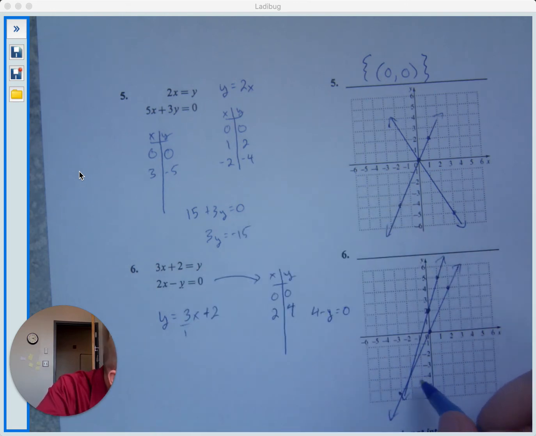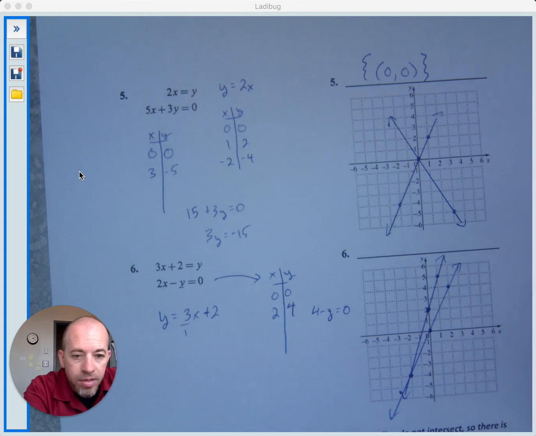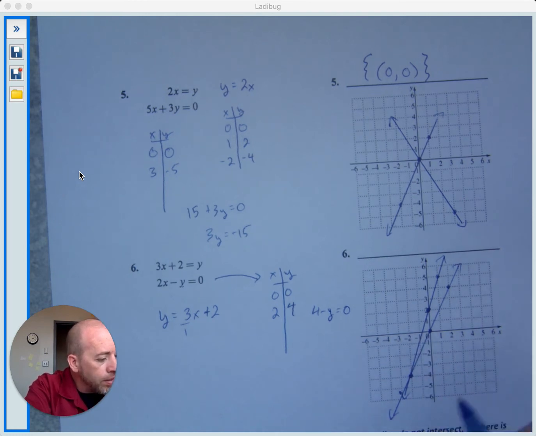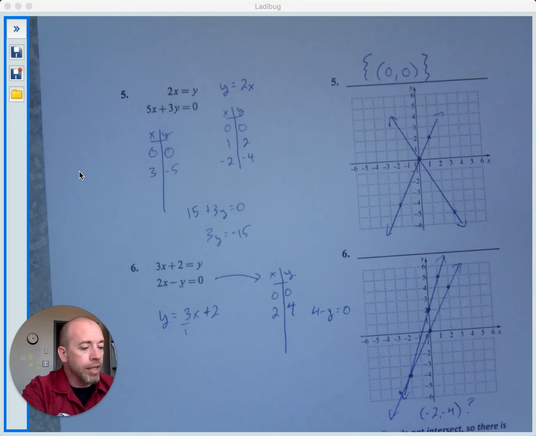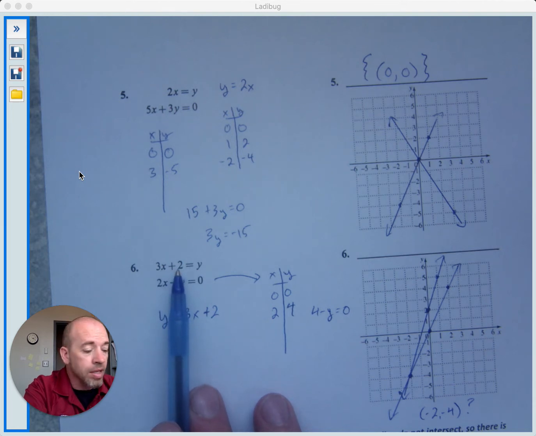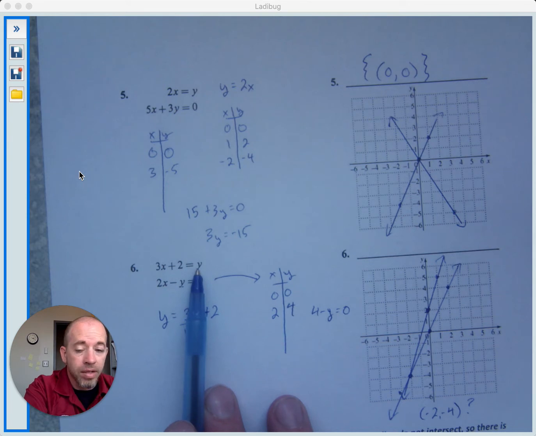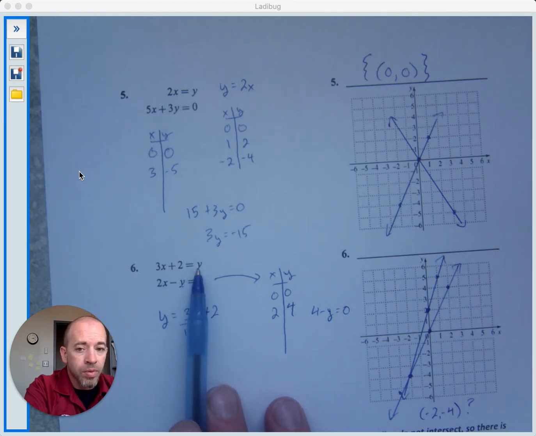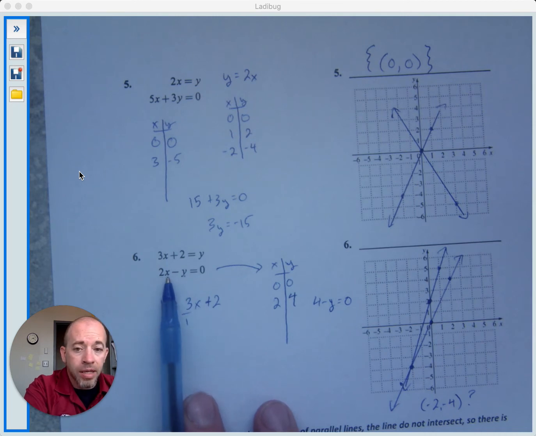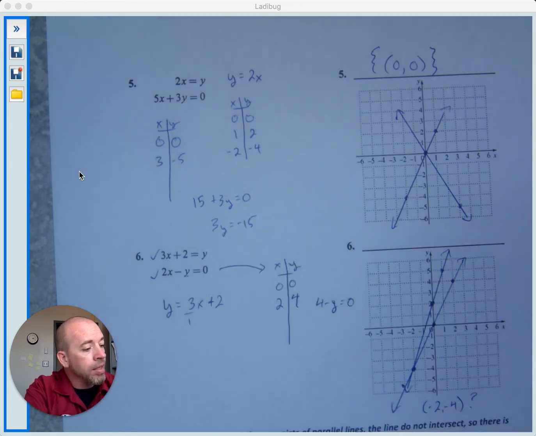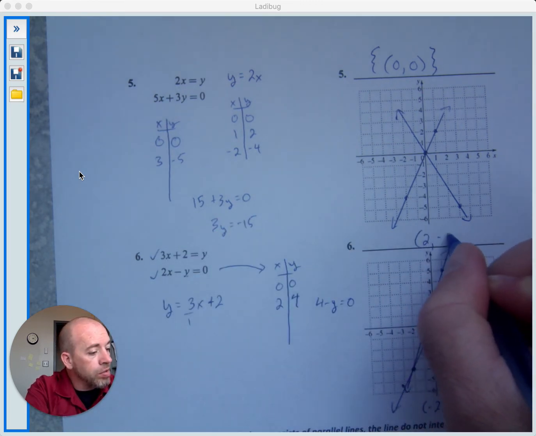Alright, it looks like they hit somewhere right around in here. But it's hard to tell, and there is human error, so we should check that point, right? What point is that? That's the point -2, -4. It appears to be -2, -4, but we should check it. Does that work in both equations? So 3 times -2 plus 2, does that equal -4? It does, right? So 3 times -2 is -6, plus 2 is -4. So it works in that one. Let's check in this one. 2 times -2 is -4, minus -4, that's +4, is 0. So that point works in both equations. Check, check. And that would be our solution set.